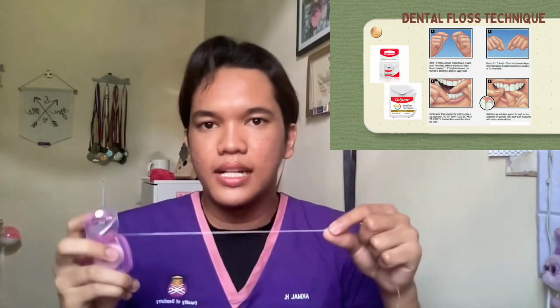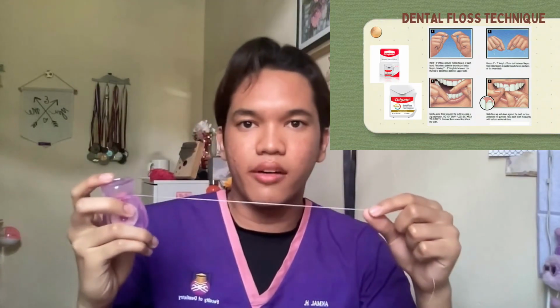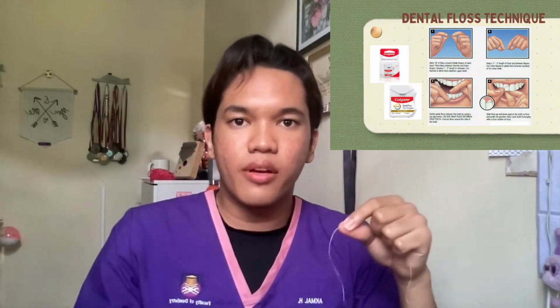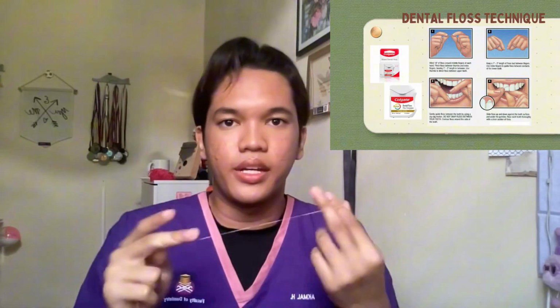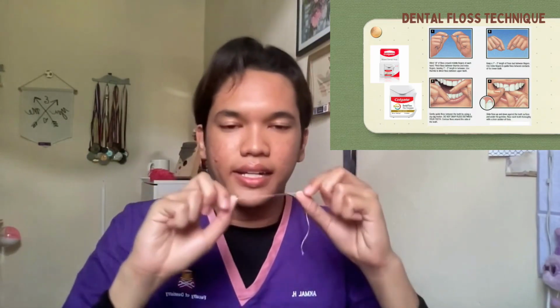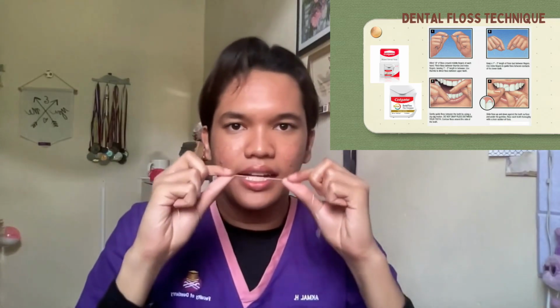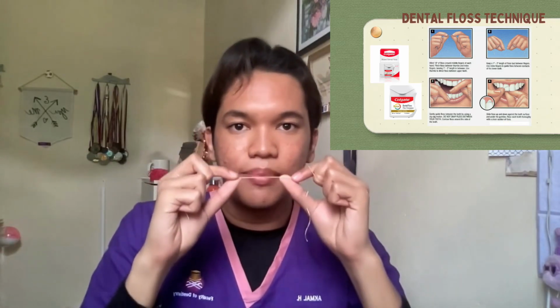First of all, take the right amount of floss, pull about 18 inches of floss, and wrap most of the floss around your middle fingers, leaving about 1 to 2 inches to work with. So hold the floss correctly and use your thumb and index finger to guide the floss and keep it taut.